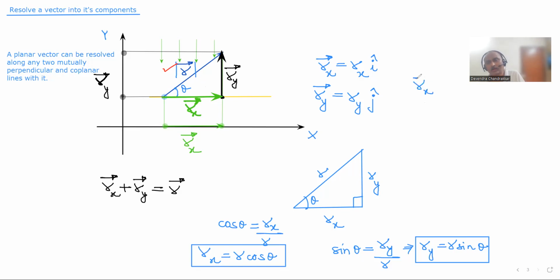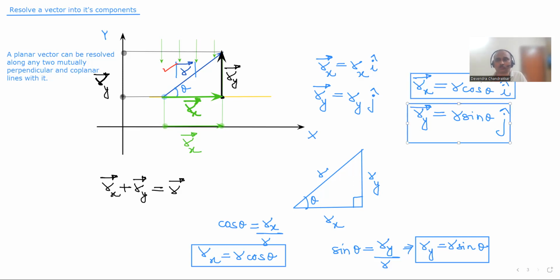So Rx vector is nothing but R cos theta i cap, its magnitude is R cos theta. Ry vector is R sin theta j cap. Since R and theta are known to us, we write all the components in terms of the known values. Understood? Any doubts till this point?